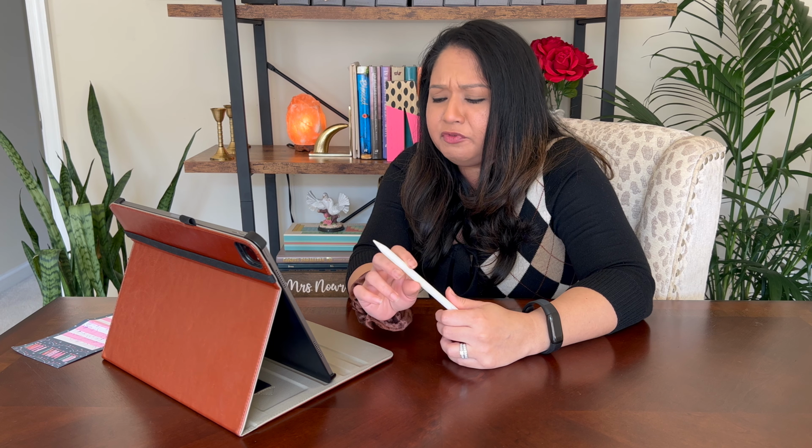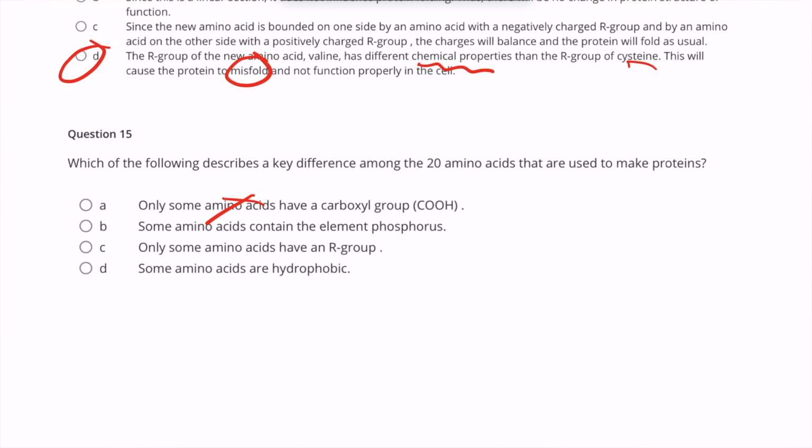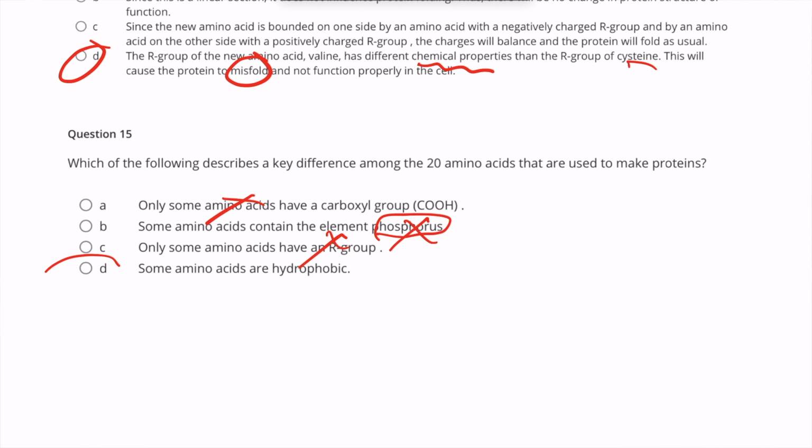Also, if you think about it, with the macromolecules, carbs are CHO, lipids are CHO, proteins are CHON, and nucleic acids are CHONP. That doesn't sound like that's true then, because this is talking about protein and not nucleic acids. So moving on to C. Only some amino acids have an R group. That's also not true. We just saw the structure of an amino acid and they all have an R group. So it has to be D, and it is D.